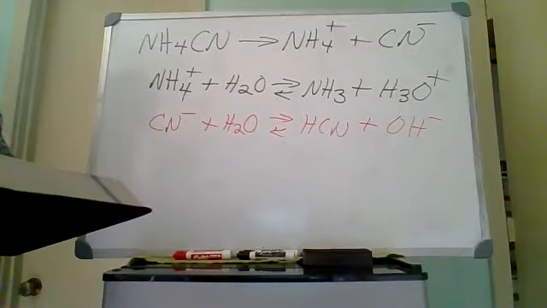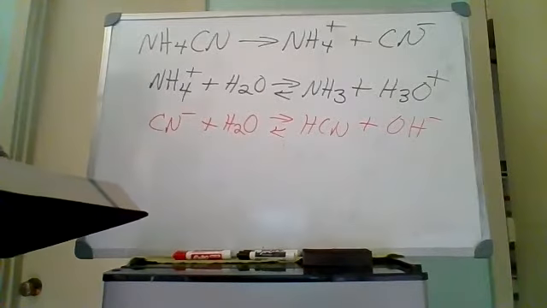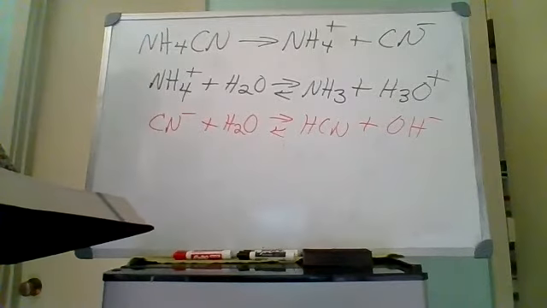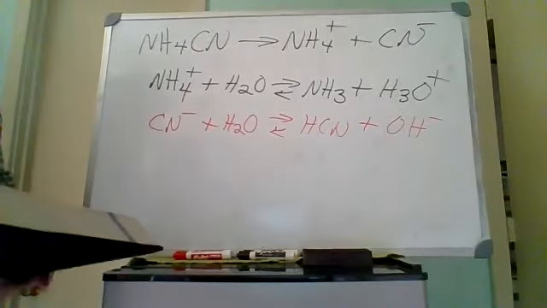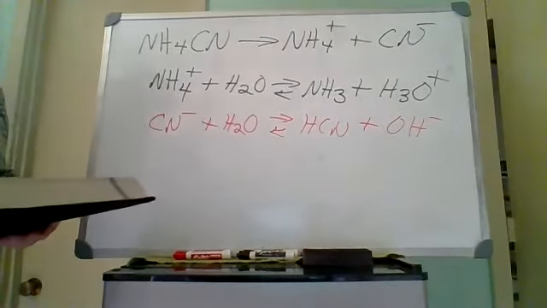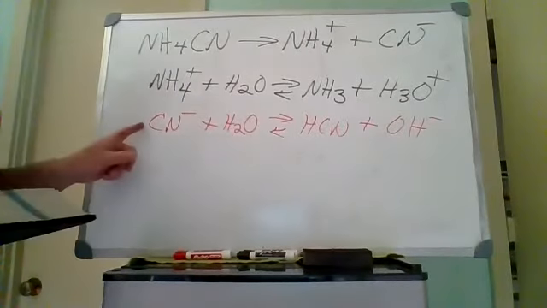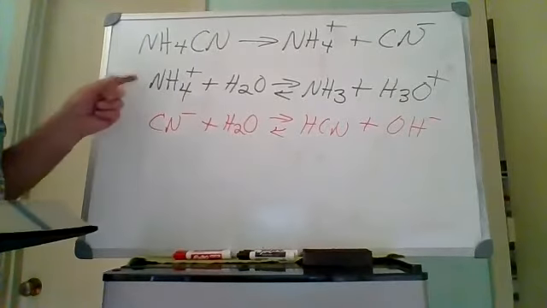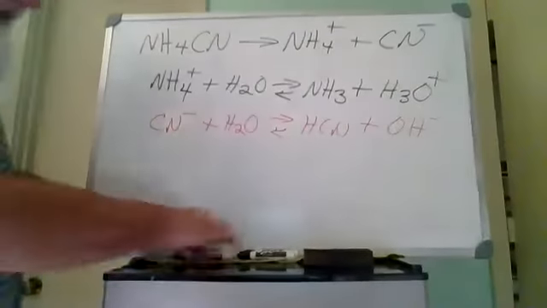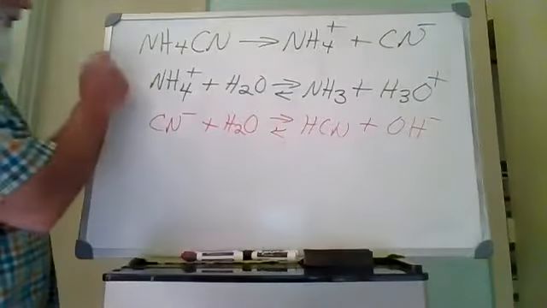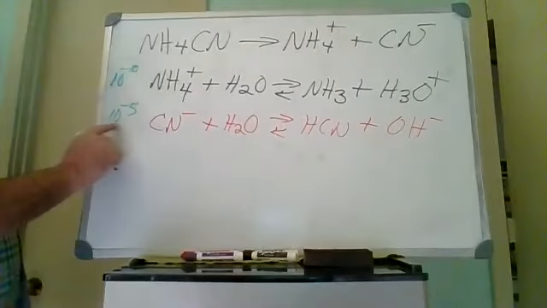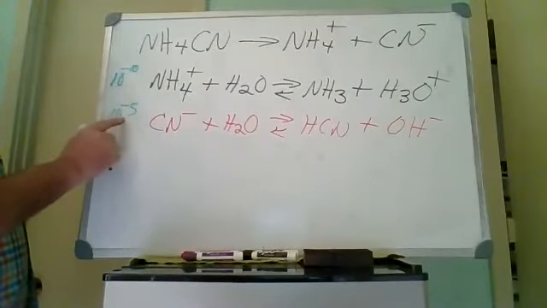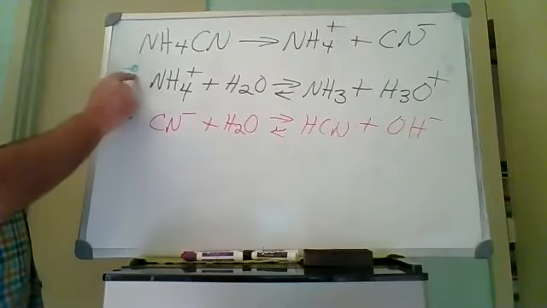The Ka for NH4 plus is 5.6 times 10 to the negative 10th, and the Kb for cyanide ion is 2 times 10 to the negative 5th. Right? So this one is occurring fivefold greater than this one. Again, let's write the Ka and Kb up here. I'll write it in green. Right? This one is 10 to the negative 10th. This one is 10 to the negative 5th. So this one is occurring 100,000 times greater than this one is.